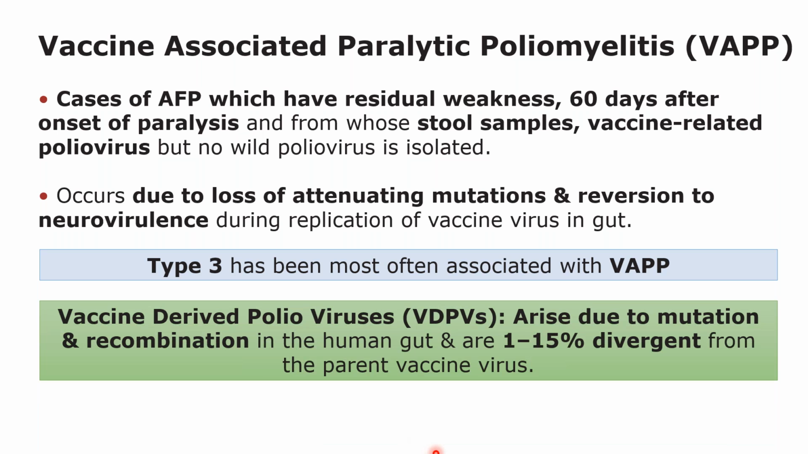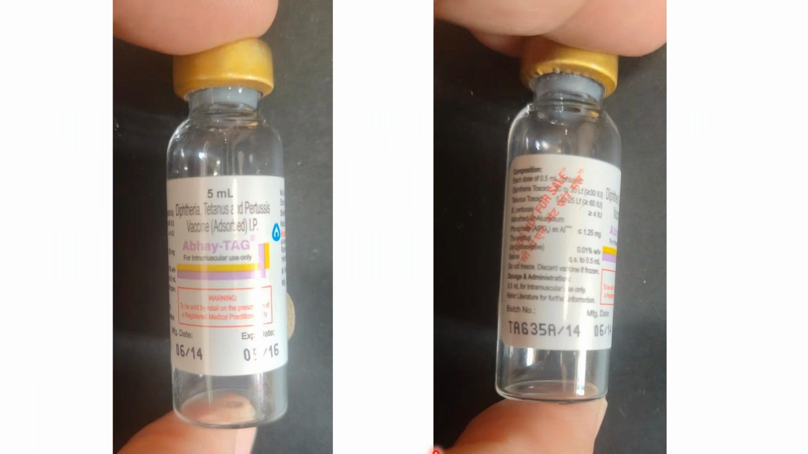Okay, and you must also have heard in your PSM there is something known as VDPV or vaccine-derived polioviruses, which arise due to mutation and recombination of the polioviruses in the human gut, and they are around 1 to 15% divergent or different from the parent vaccine virus.